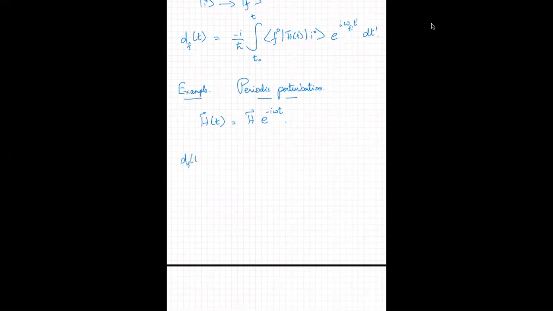So what is the probability amplitude for some initial state to go to some final state because of this particular perturbation? This is minus i over h bar, integral from t0 to t. Now I don't know what h tilde of t is, so I'll keep this matrix element as such. Remember that when I write d f, I'm always in the Schrodinger picture, so I don't want to put the s here. This is h tilde f i 0. There is an e to the i omega fi minus omega t prime dt prime. The e to the i omega fi comes from the formula for d f, and the e to the minus i omega t is basically the external perturbation.